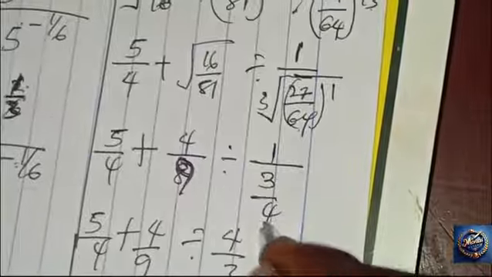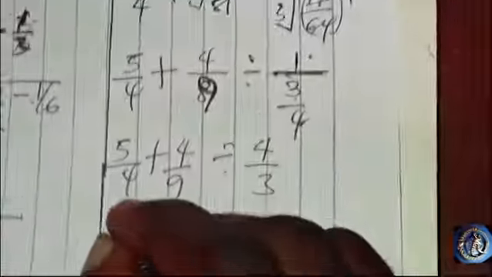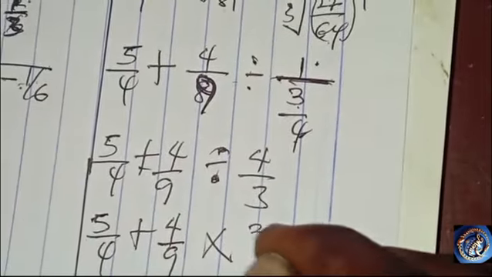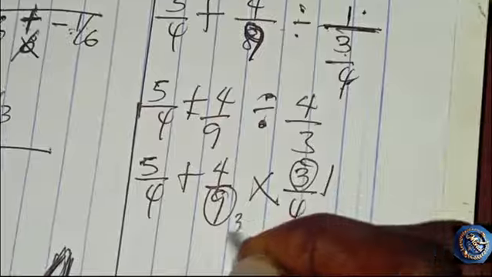What I did was bring this one up because of this division line, so that this 4 goes up and the 3 comes down. So we now have 5 over 4 plus 4 over 9. You first of all treat the division before the addition. Remember, division before addition. So this one will now become 3 over 4. 3 over 4. 3 here, 1, 3 here, 3. 4 cancels 4. So what I have here is 5 over 4 plus 1 over 3.